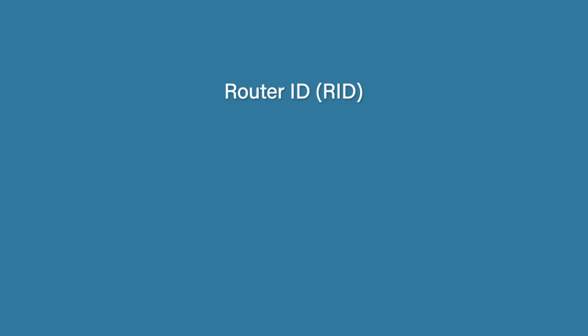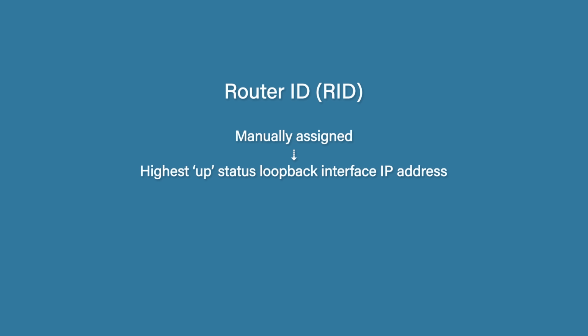So here's the logic that routers go through when choosing router IDs. First, check if it's been manually set. If it's been manually set, that is the router ID. If it's not been manually set, then the router will choose the highest up loopback IP address. If there are no loopback interfaces on the router, it will then choose the highest up non-loopback IP address. Essentially, it will choose the highest IP address on the router.